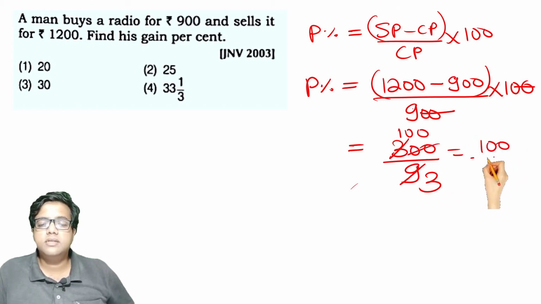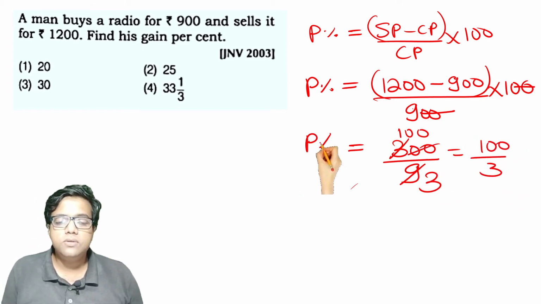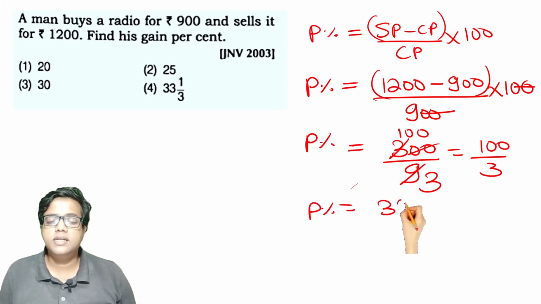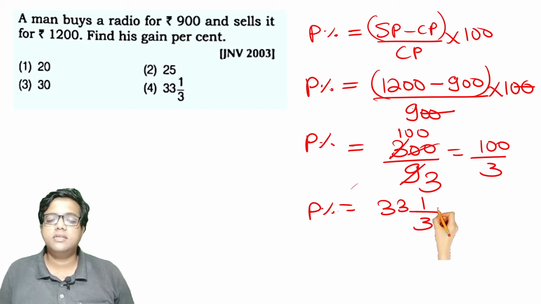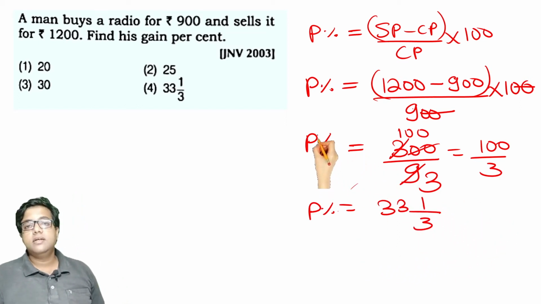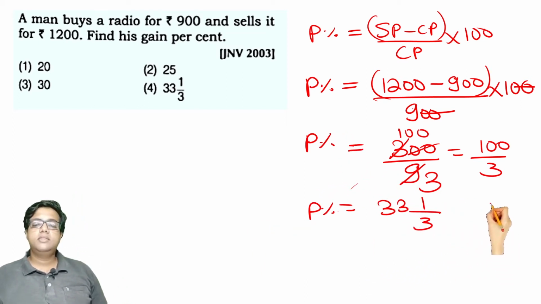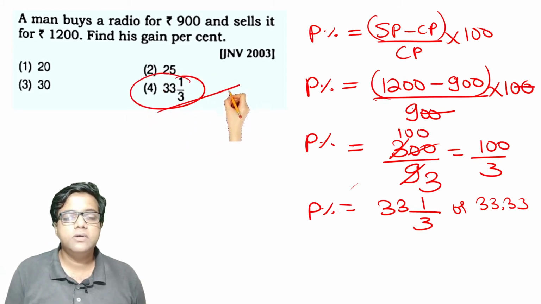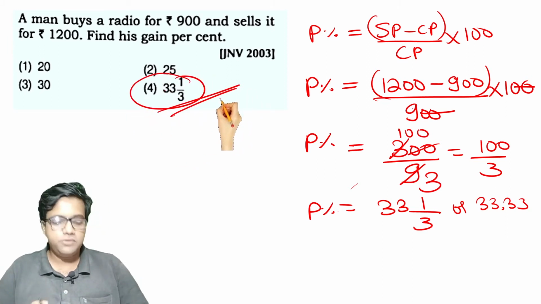So 100 by 3, we know that 100 by 3 is equal to 33.33 or 33 1 by 3. So both can be the possibility. We have it in the mixed fraction in option number 4. Option 4 is the right answer for this question.